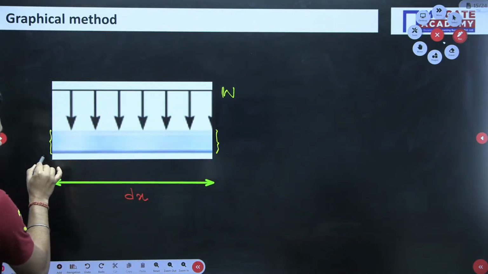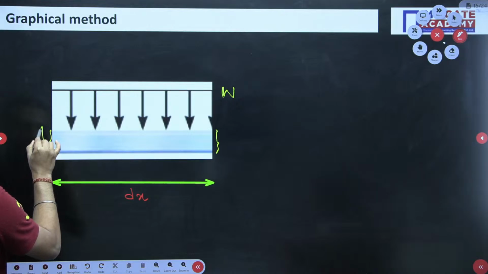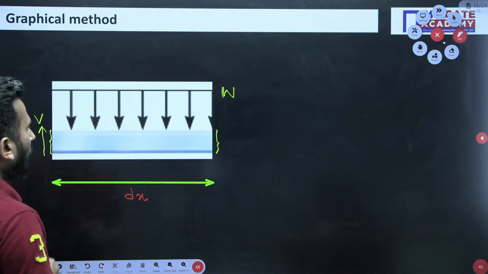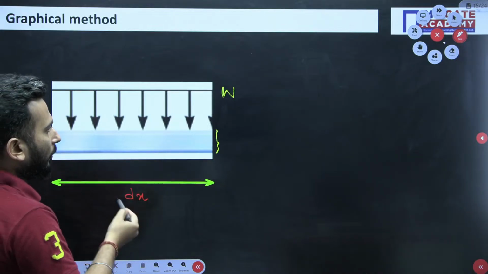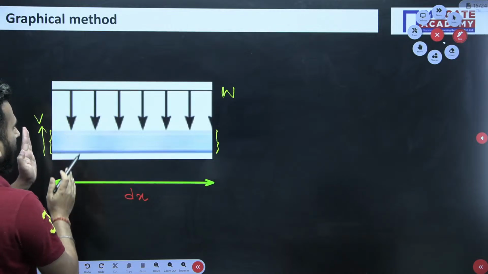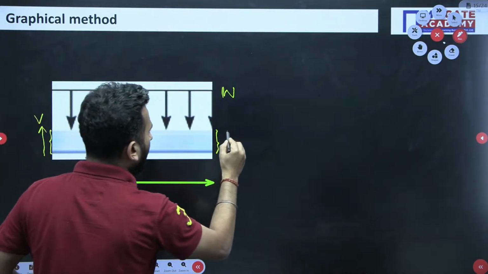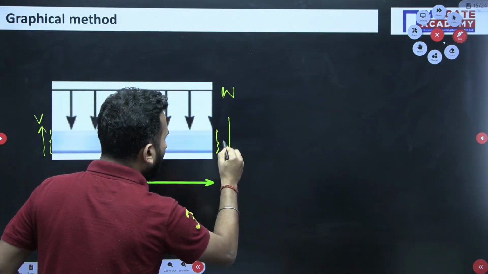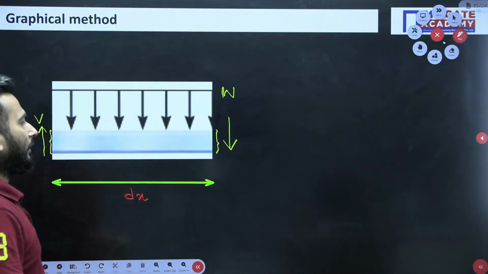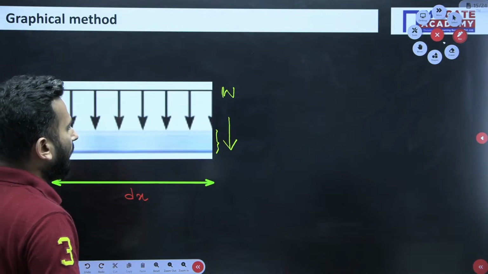So over here on this face, V shear force is applying. If this has to be in equilibrium, and on this part V is there, then on the opposite part the shear force will be in the downward direction. That means overall it is trying to produce a clockwise effect on the beam.